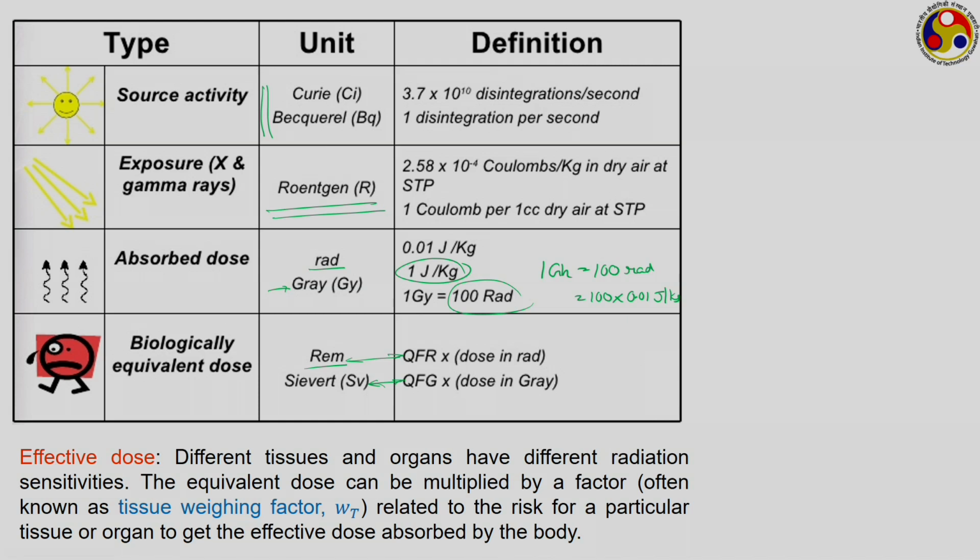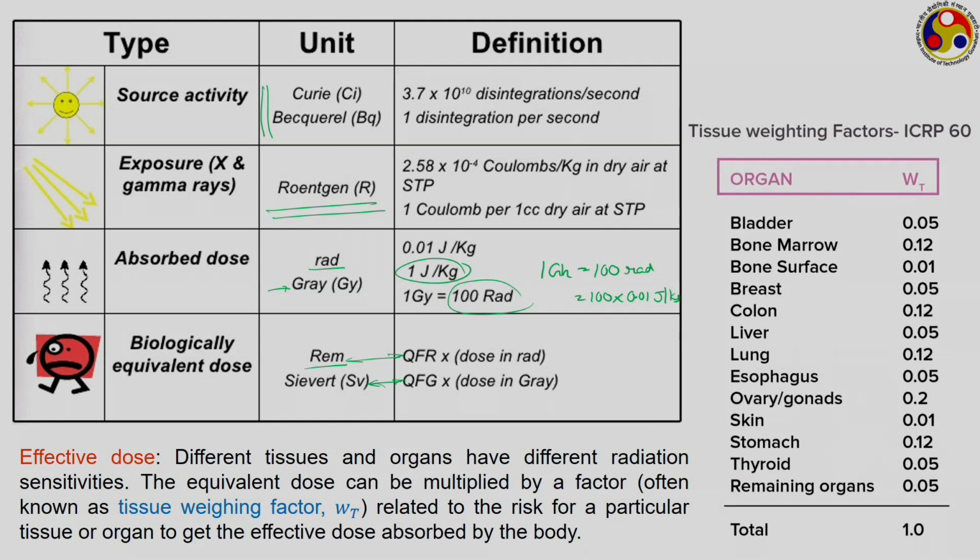Effective dose: different tissues and organs have different kinds of radiation sensitivity, different kinds of response. The equivalent dose can be modified by a factor known as the tissue weighing factor, related to the risk for a particular tissue or organ, to get the effective dose absorbed by the body. These are the tissue weighing factors. You can clearly see some organs are very much unaffected, like the bone surface has very little effect, or our skin has a much smaller effect of radiation, whereas there are certain other organs where the effect is very strong.